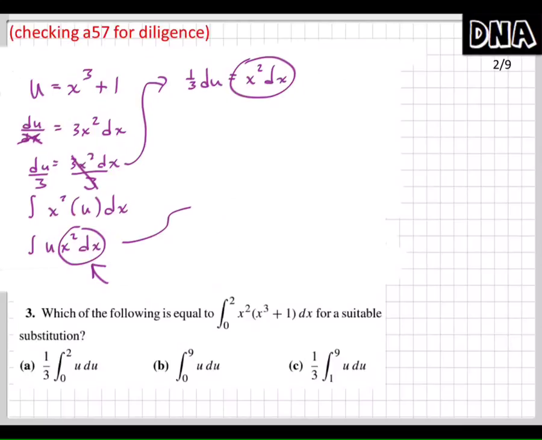So this is what it looks like. We're going to go u, and then we're taking out that x squared dx, and we're going to put in times 1/3 du. But what can you do with that 1/3? The 1/3 is a scalar, so I can pop him outside, and I can deal with him later. So I have u du. Wow, that one looks really simple. I just have to take the antiderivative of that.